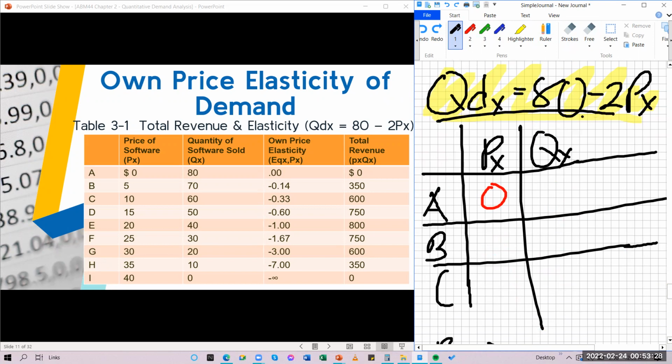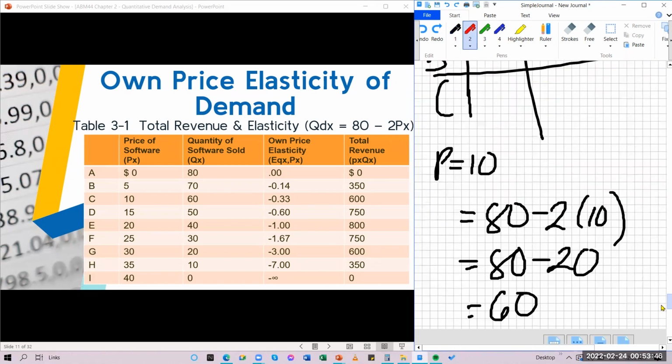So, this is the formula. Quantity demanded of x is equal to 80 minus 2px. Okay. So 80 minus 2px, we have this one. The price would be 0. So if the price would be 0, we will be using the formula.